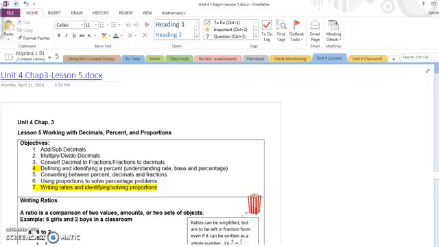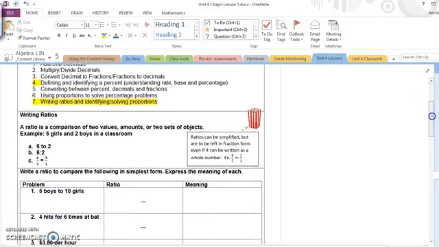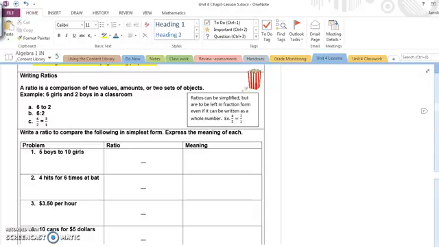Okay, so we are now in Unit 4, Chapter 3, Lesson 5, with working with decimal percents proportions. This lesson will focus on writing ratios, understanding what ratios are, and identifying and solving proportions. So let's scroll down. So to begin, writing ratios.